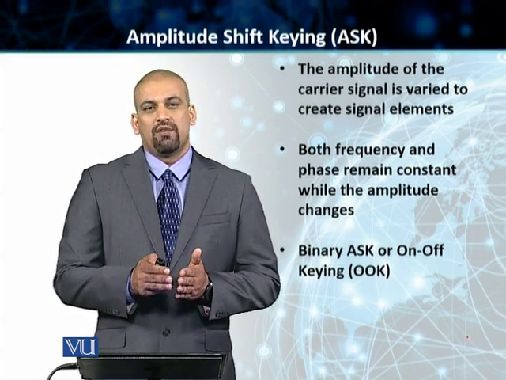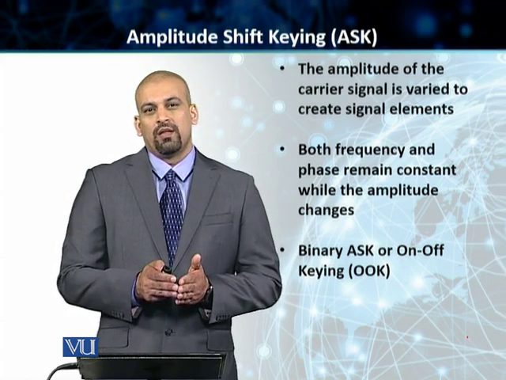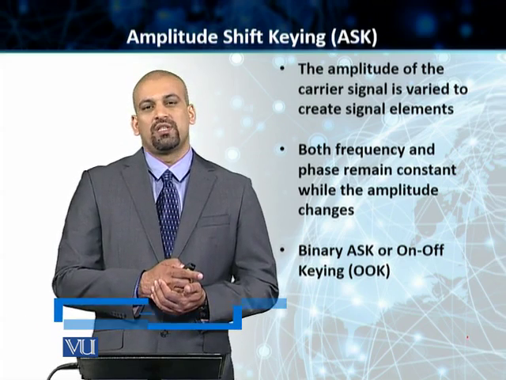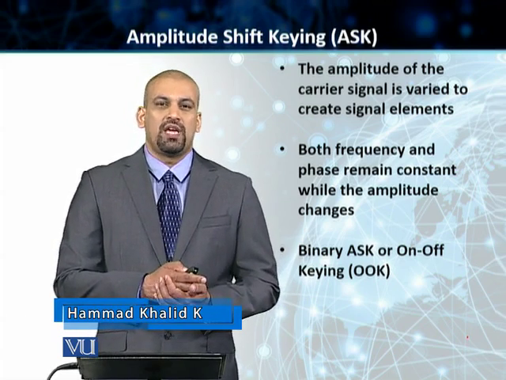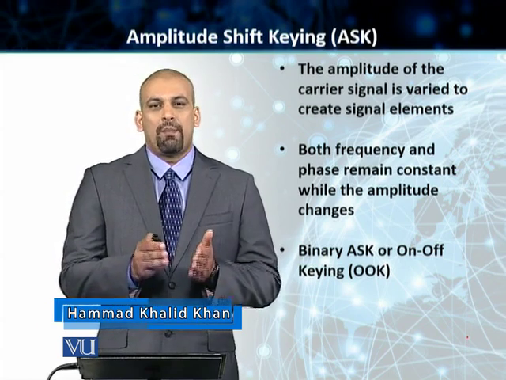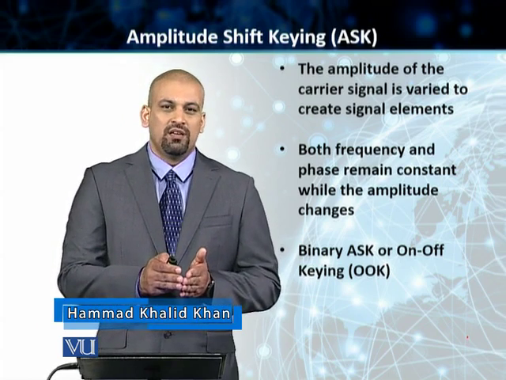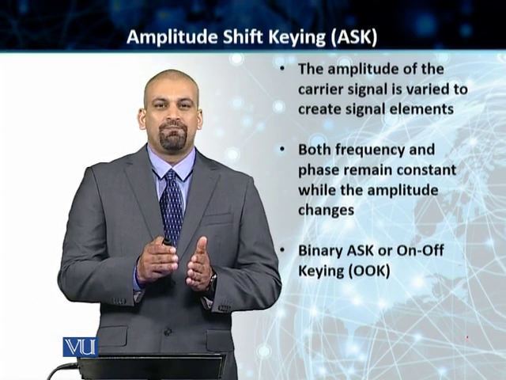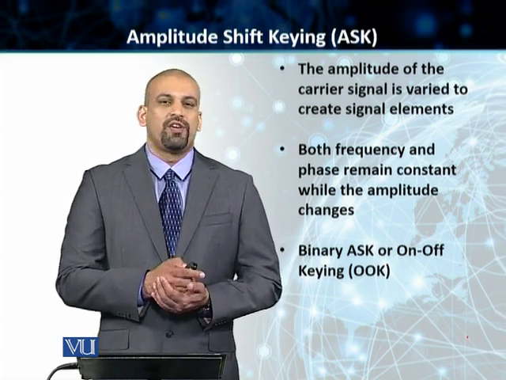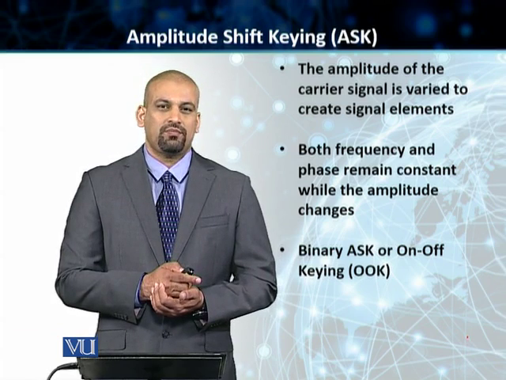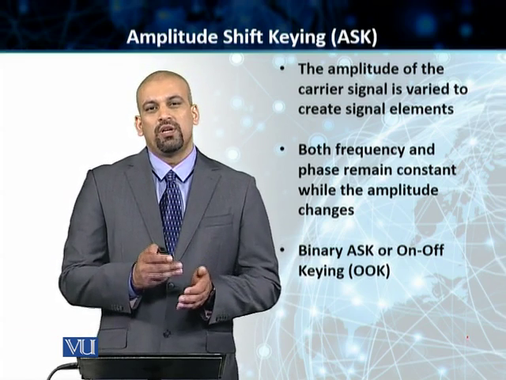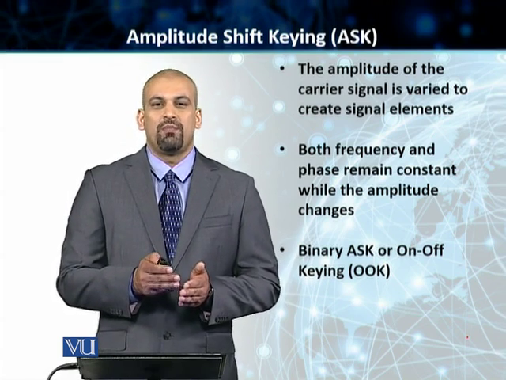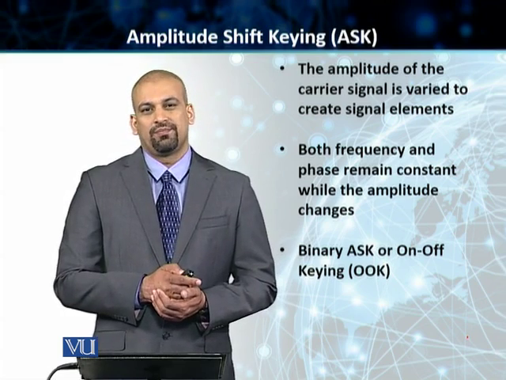So in this case, we have a carrier analog signal, a high frequency signal that is produced by the sending device. Students, in ASK, or amplitude shift keying, we vary the amplitude of this carrier signal, and we use this carrier signal as a base for the information that we are going to carry. Amplitude is varied, but frequency and phase remain constant in ASK.